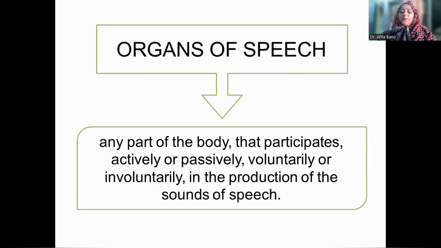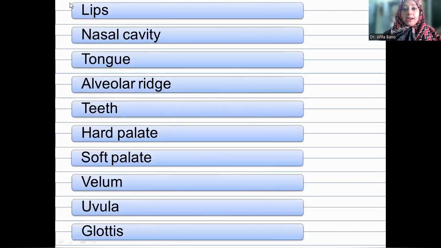Now see, we can make many sounds, right? This is also a sound. This is also a sound. In fact, human beings have many organs which can create many different sounds, right? But not all the sounds are used for speech, isn't it? So the parts of the body which are responsible for creating speech sounds are called organs of speech. They are lips, nasal cavity, tongue, alveolar ridge, teeth, hard palate, soft palate, velum, uvula, glottis.